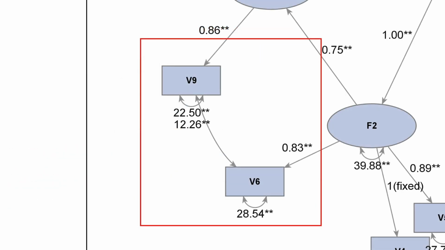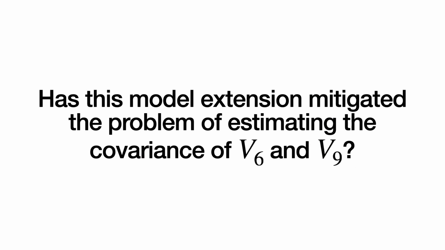Here's a close-up showing the two-way arrow between V6 and V9. Now we need to keep in mind that this actually represents a two-way arrow between the error terms E6 and E9. And we also see the estimated covariance of 12.26. Has this model extension mitigated the problem of estimating the covariance of V6 and V9? Well, let's take a look at that residual.